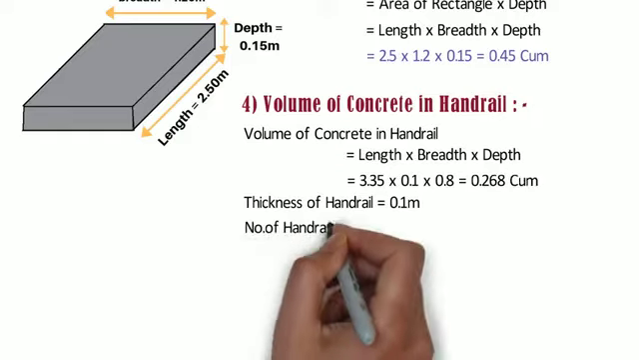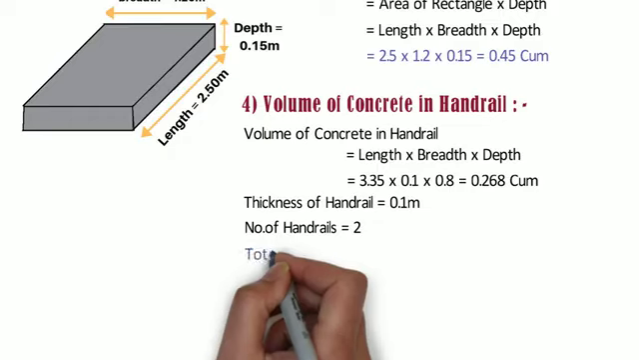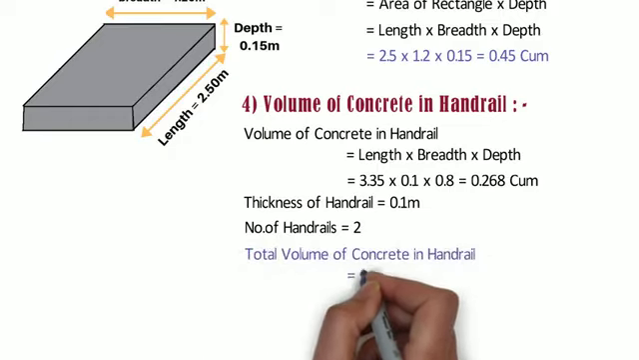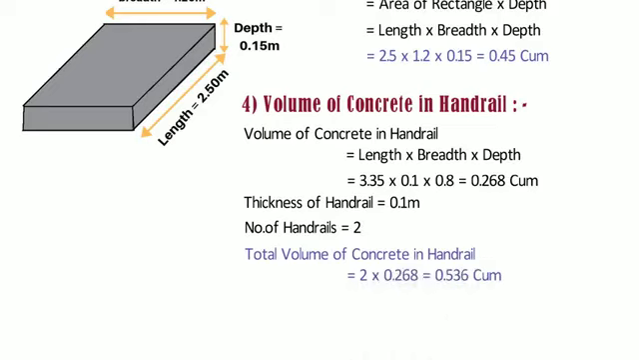Here the number of handrails are 2. So total concrete volume required for handrail is equal to 2 into 0.268 is equal to 0.536 cubic meter.